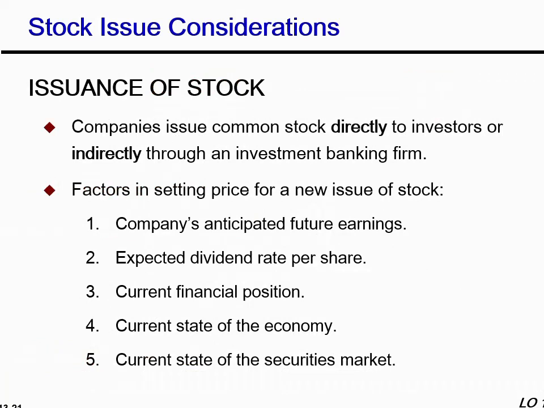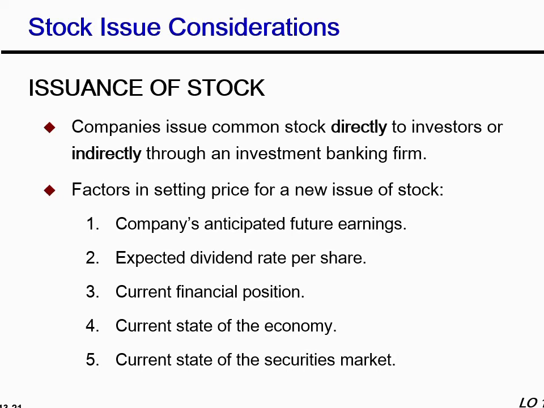When companies are going to issue shares, they can issue the shares directly to the investors. How can they do that? They can make a public announcement that we're going to launch this many shares. If you're interested, you can pay this much price for each share. Or they can issue the shares indirectly. What is indirectly? They can take the help of an investment banking firm. What is an investment banking firm? An investment banking firm is an organization which helps the company in selling its shares to the general public.